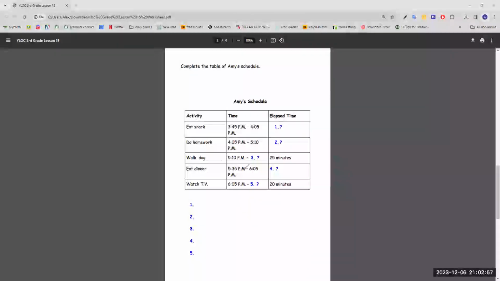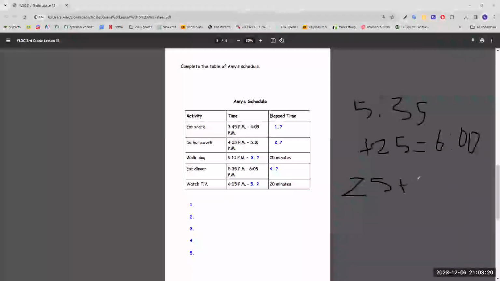Number 4, the start time is 5:35 p.m. and the end time is 6:05 p.m. To get to 6 o'clock, we would have to add 25 minutes. And that would become 6 o'clock. And the difference between 6:05 and 6 o'clock is 5 minutes. So we add 25 plus 5, which is 30 minutes. So that's the answer of number 4.